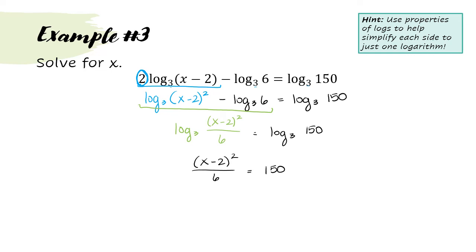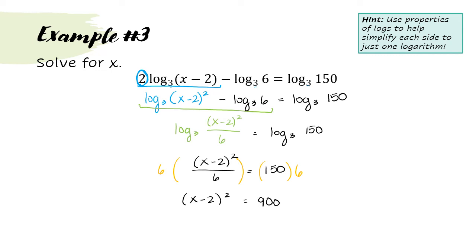Maybe I will multiply both sides by 6 to get rid of that denominator. So let's see, we'll end up with an (x minus 2) squared. And 150 times 6, well, 15 times 6 is 90. So I guess that's going to be 900. Okay. So we've got kind of a quadratic going on here.